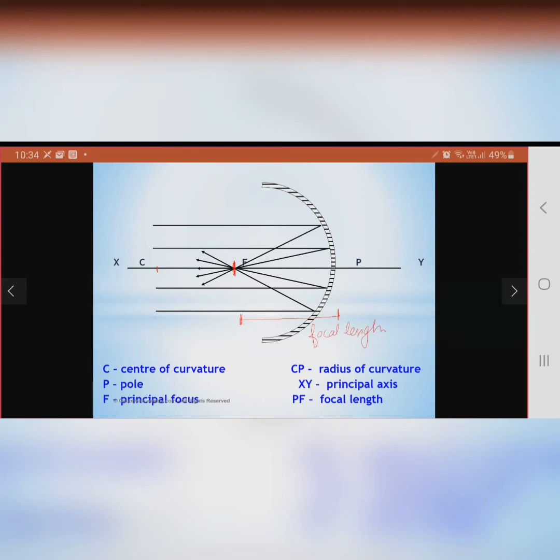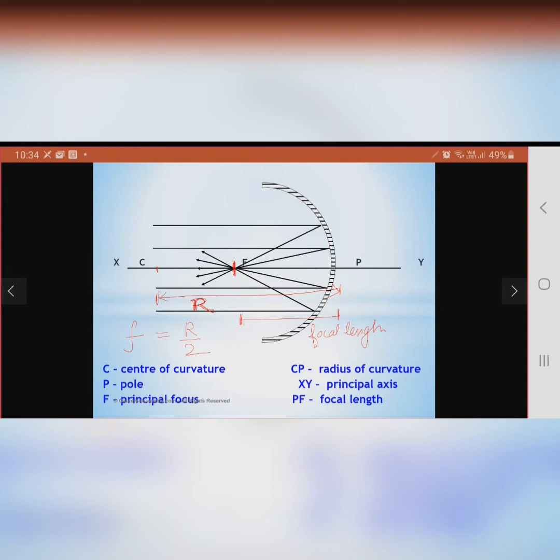So the distance between pole and center of curvature is called the radius of curvature, and the distance between focus and the pole is called the focal length. And focal length is always exactly half the radius of curvature.